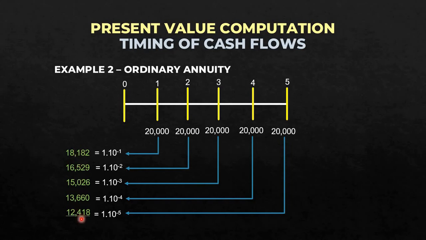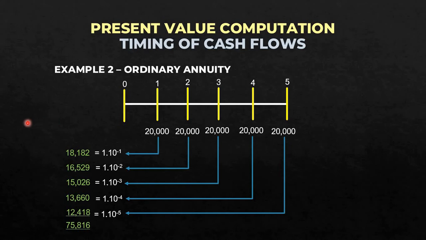Ano itong mga na-compute natin? Ito ang present value ng bawat 20,000 pesos on this date. Ibig sabihin, kung ito ang mga present value ng mga future values na ito on this date, pag tinotal natin itong lima na present value, ang total present value of all future cash flows at present date is 75,816. Ibig sabihin ng 75,816, ito dapat yung ating i-deposit at day 1 at the present date para makareceive tayo ng 20,000 every year for 5 years.